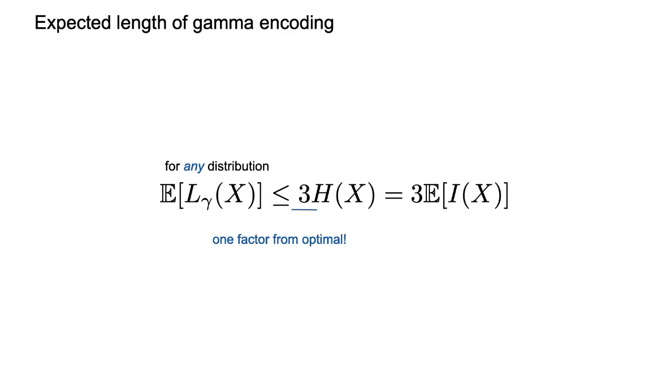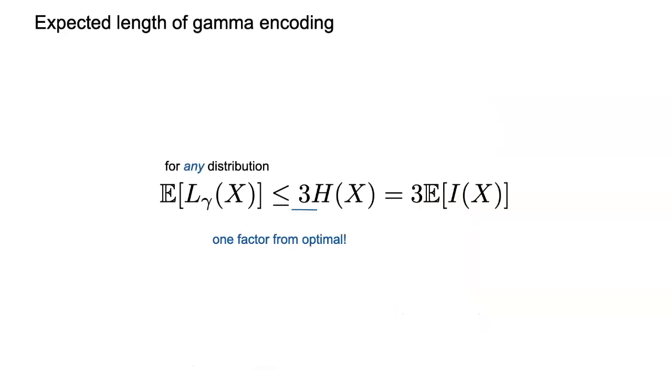You saw that it's not true for the thermometer distribution. Here it highly depends on the distribution, but the gamma code has that property and that kind of answers your question as well. If you're using the gamma code, then you don't care about the distribution. It's always within a constant factor of 3 of the entropy.